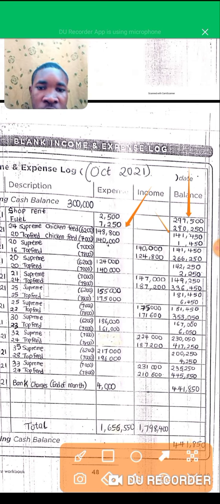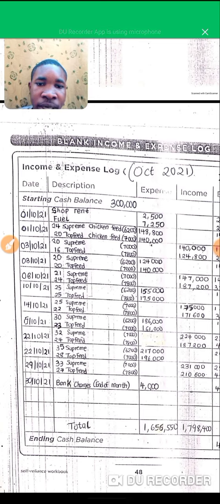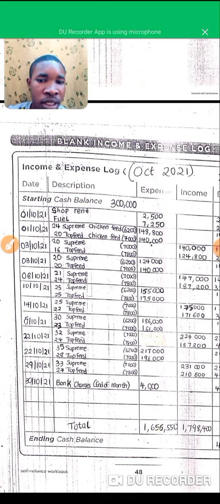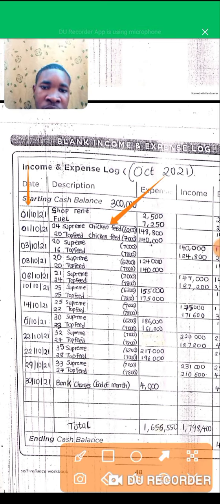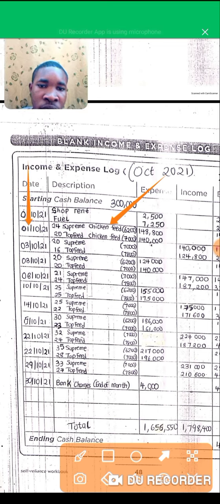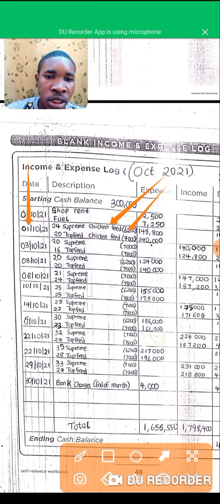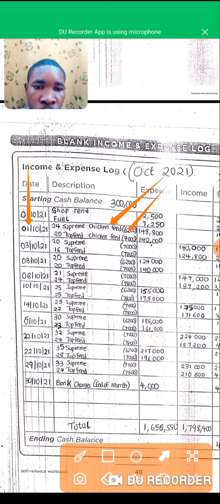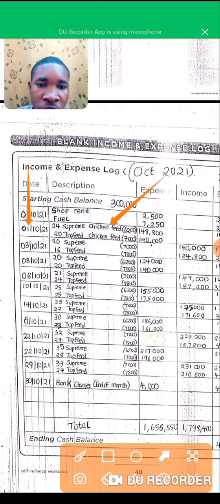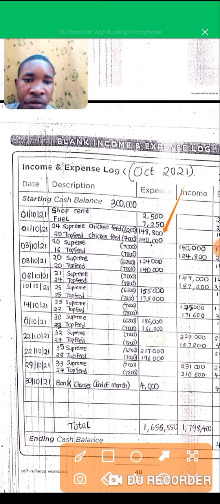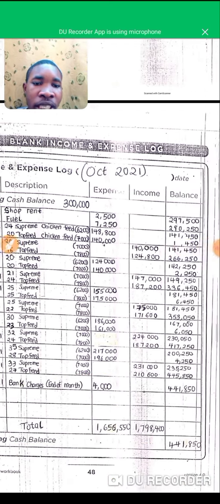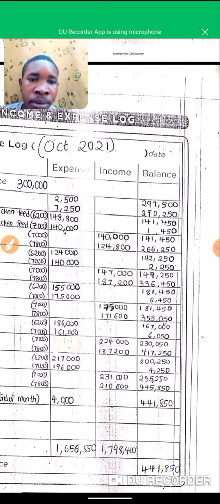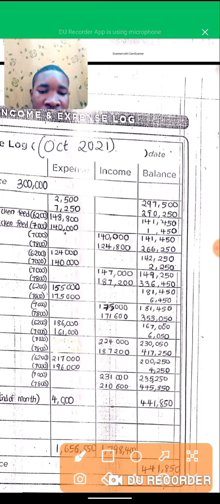So let's go to the next one. The next thing is that on the first again, I bought 24 supreme chicken feet at 6,200 naira each, which is what I wrote here. On the first, I also bought 24 supreme chicken feet at 6,200 naira each. The total, 24 times 6,200 naira, is 148,800. To get this balance, we simply do the same thing we have been doing before.